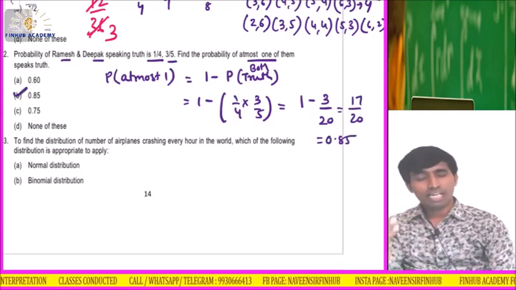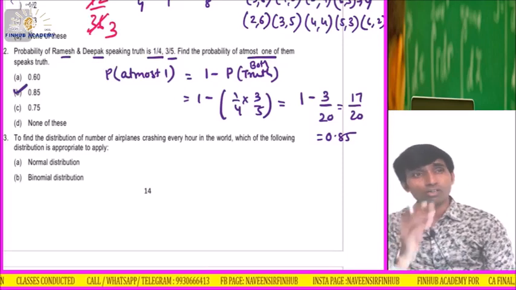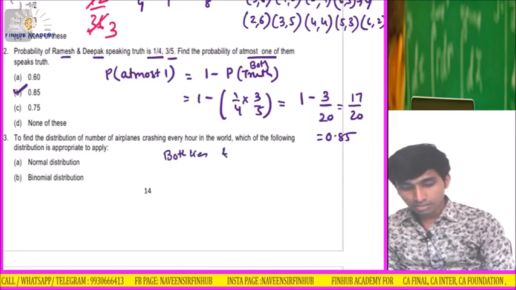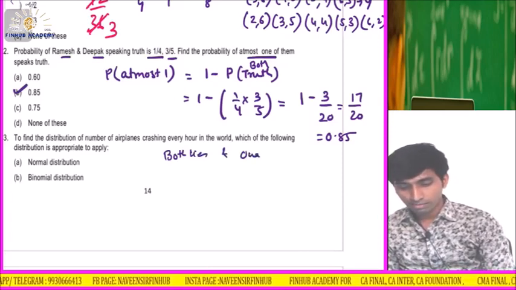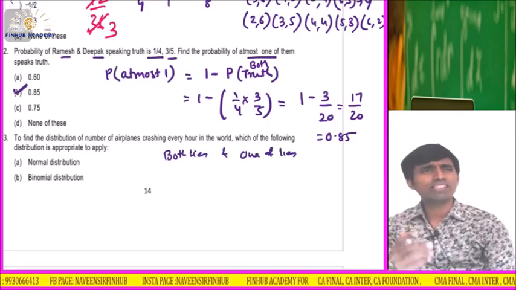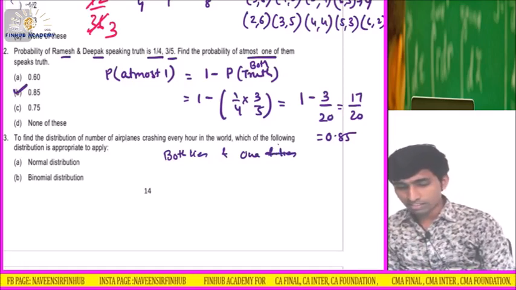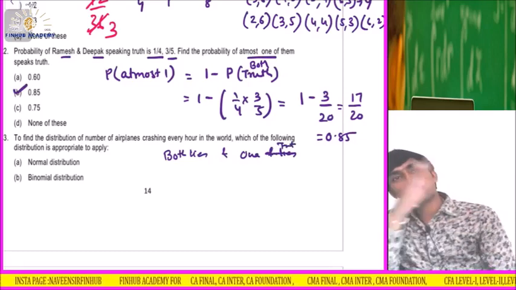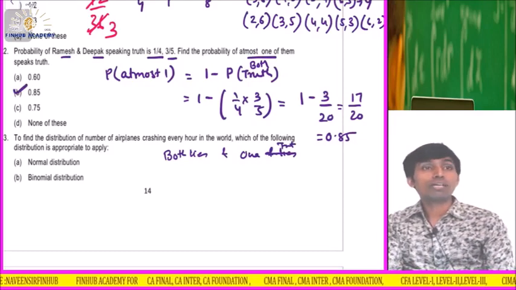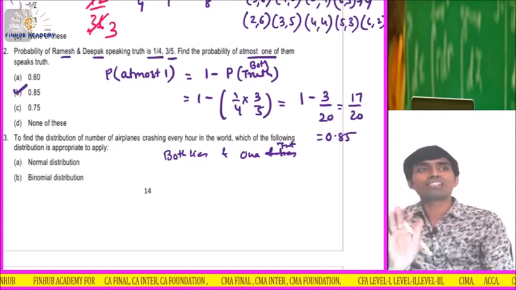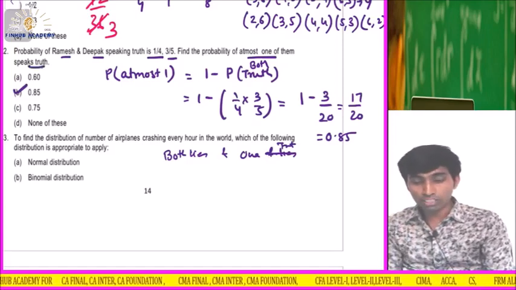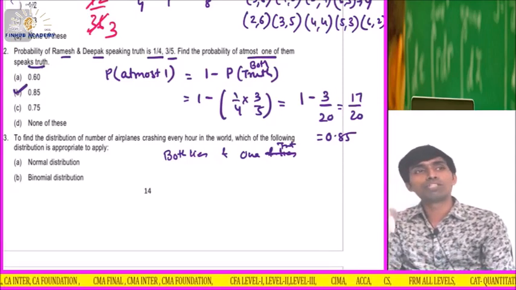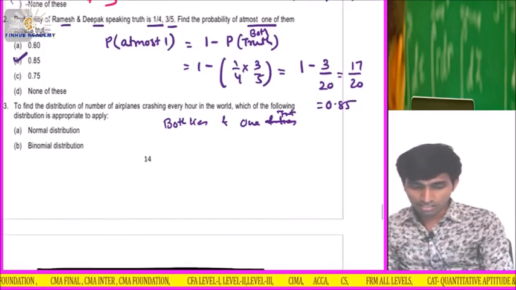Understood? We can solve it the other way around also. Both lie, or either one of them lies, or one of them says the truth. Both lie is okay, one of them tells the truth is okay, but not both should tell the truth. So what I did, from 1 I minus both telling the truth. I don't want both. At most one speaks truth means both should not speak the truth. So 1 minus the probability of both speaking the truth, I get at most 1. Easy.